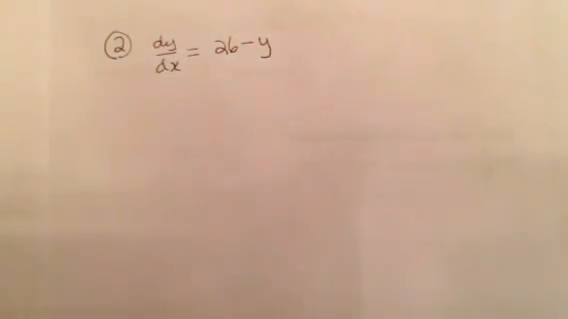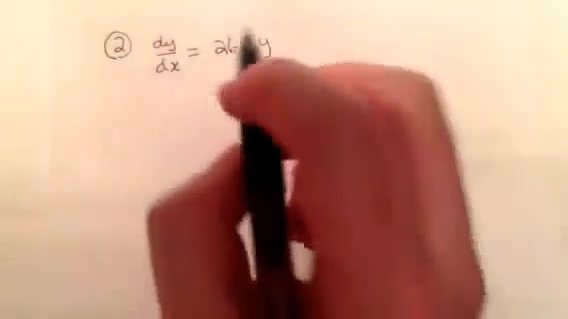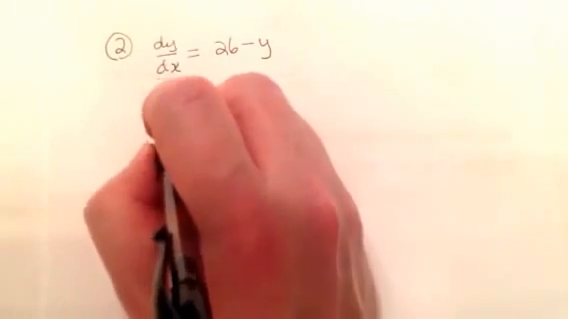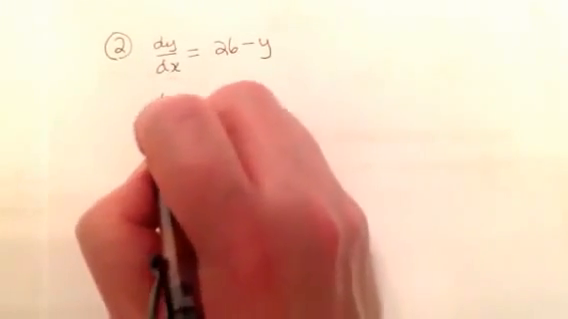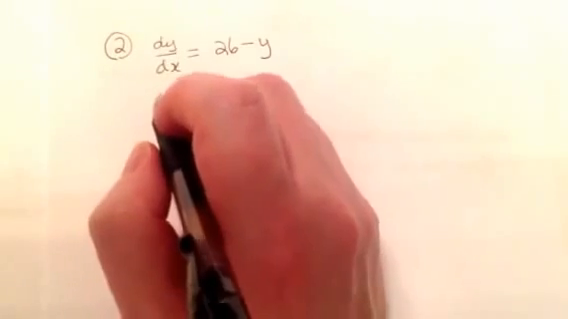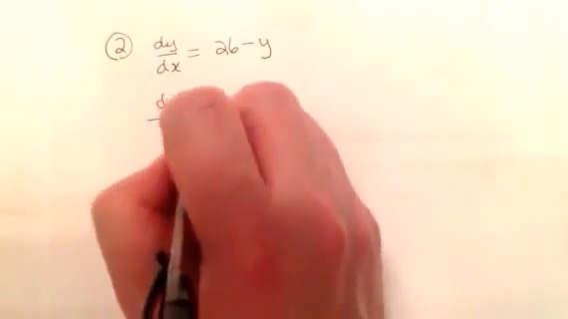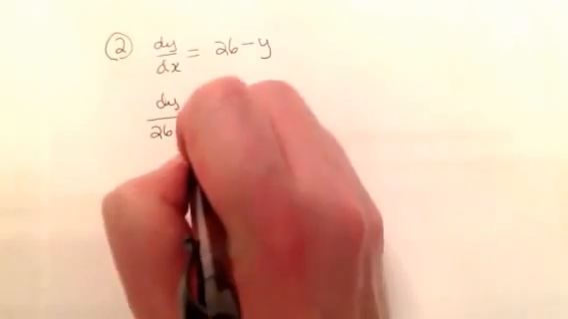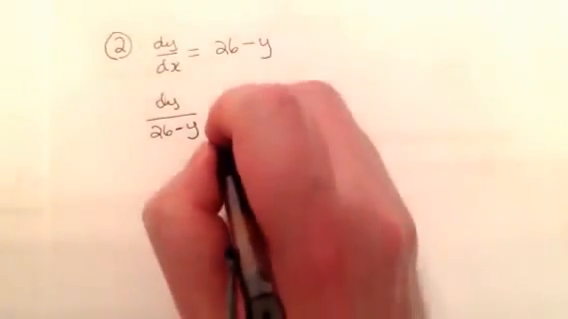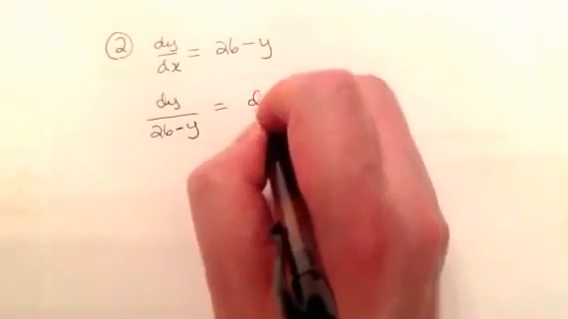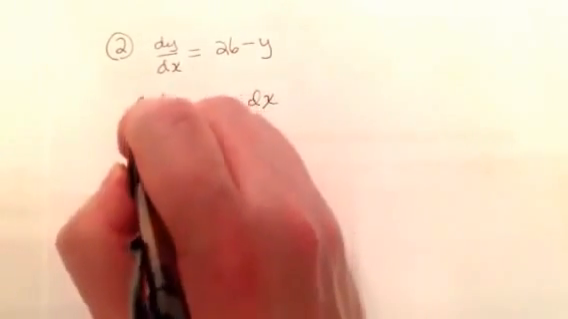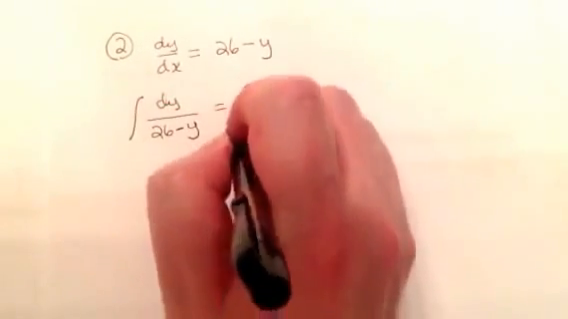And upon separating the variables and the differentials, we can divide both sides of the equation by 26 minus y and simultaneously multiply by dx, and thus we have 26 minus y as the denominator, dividing into dy, is equal to dx. And so with the separation, we can now integrate on both sides.